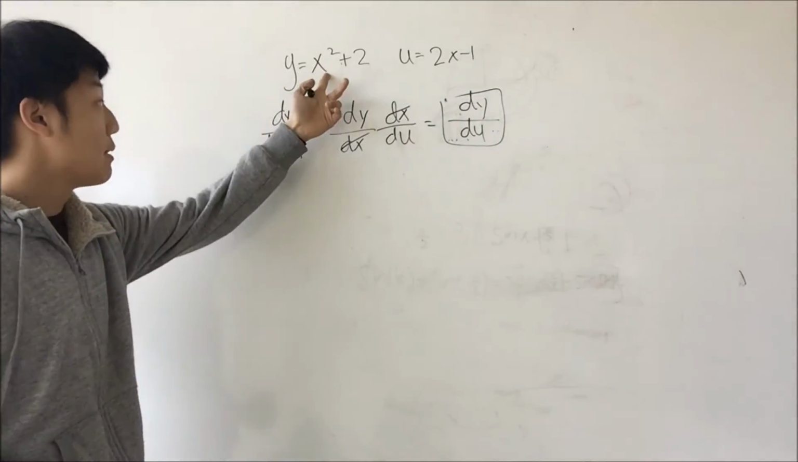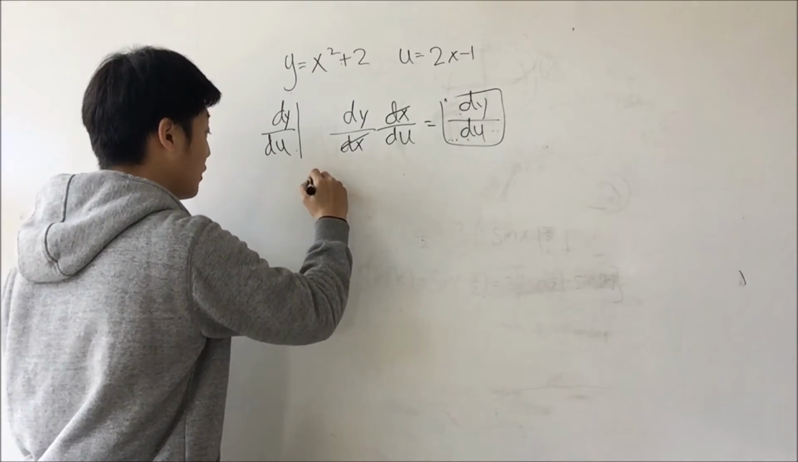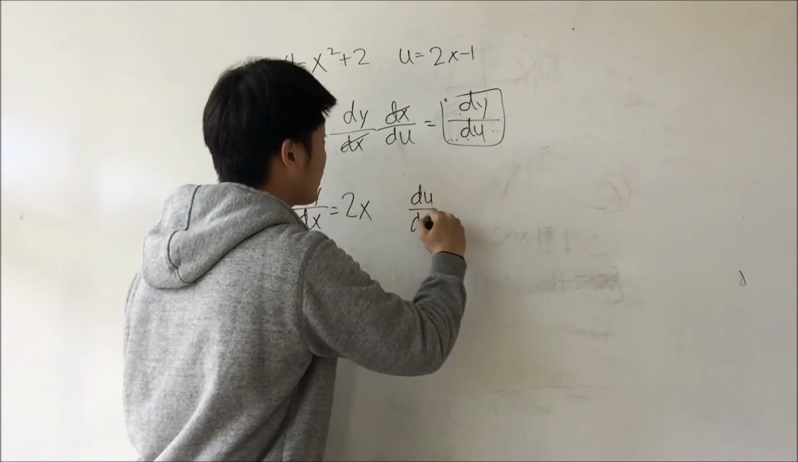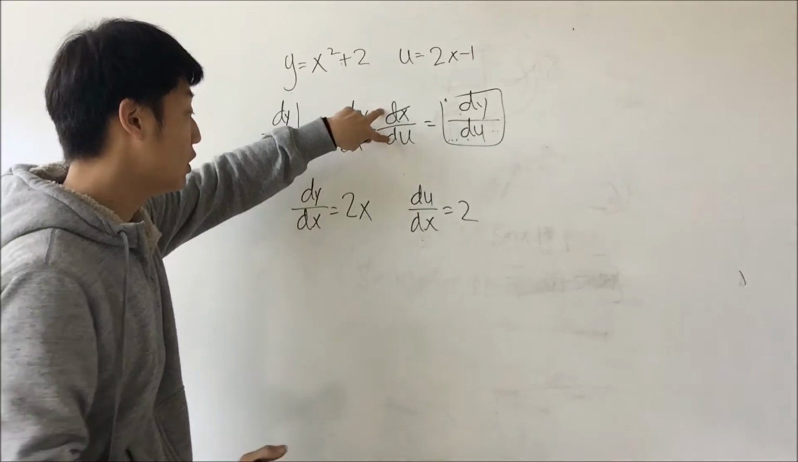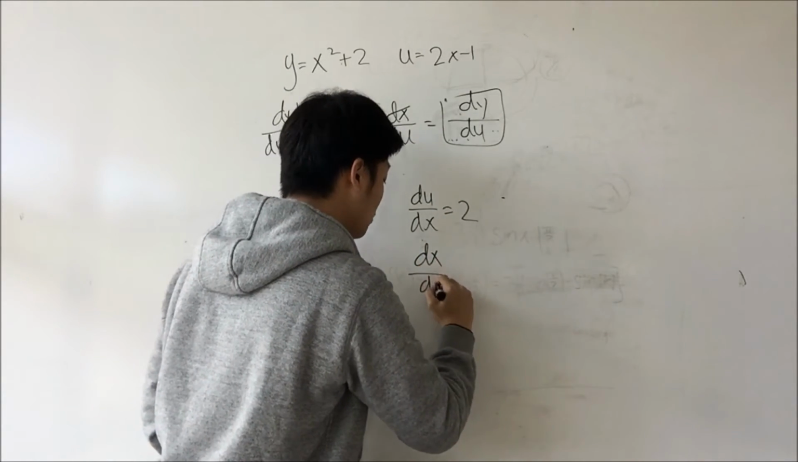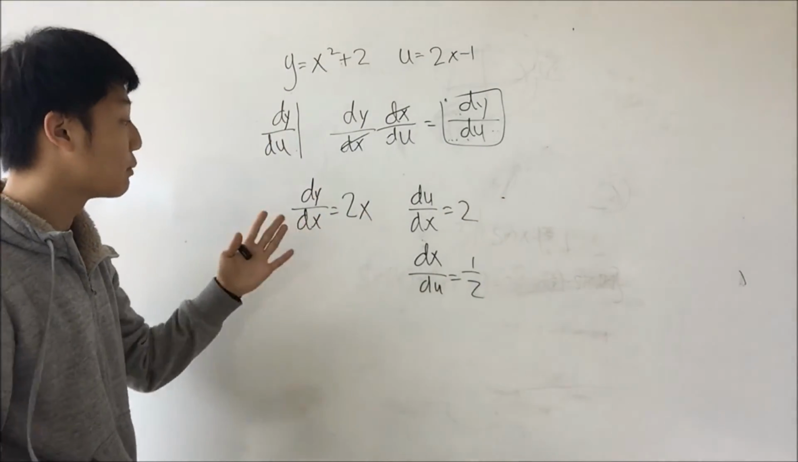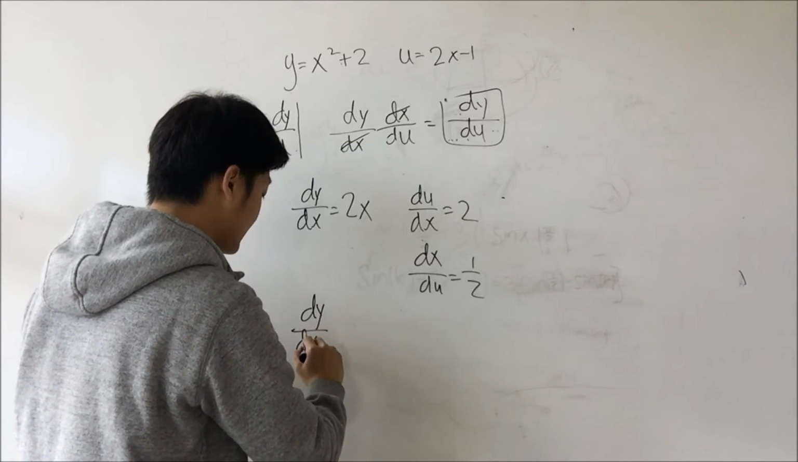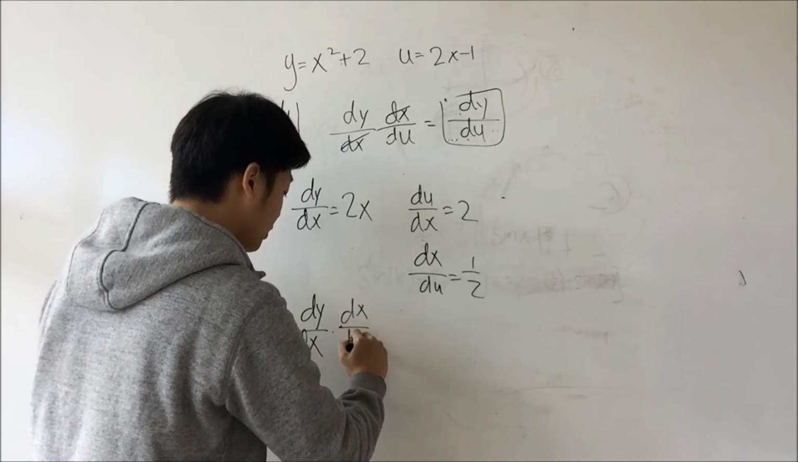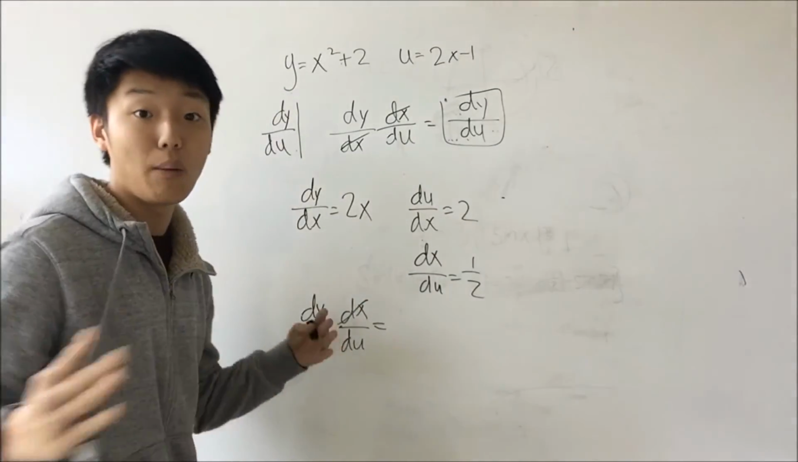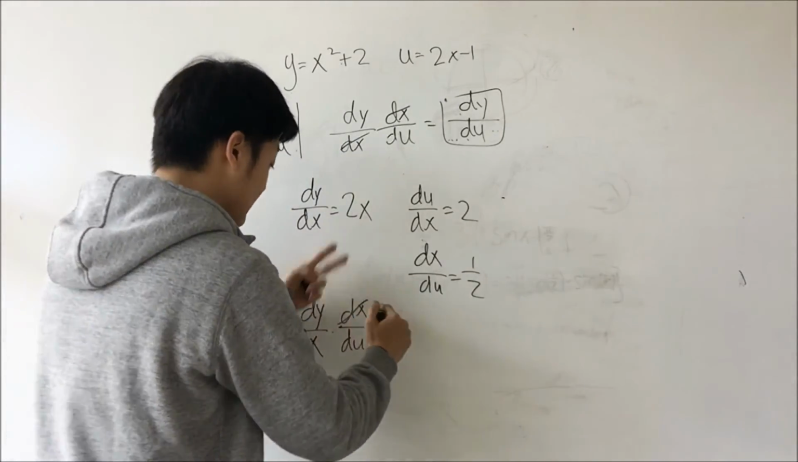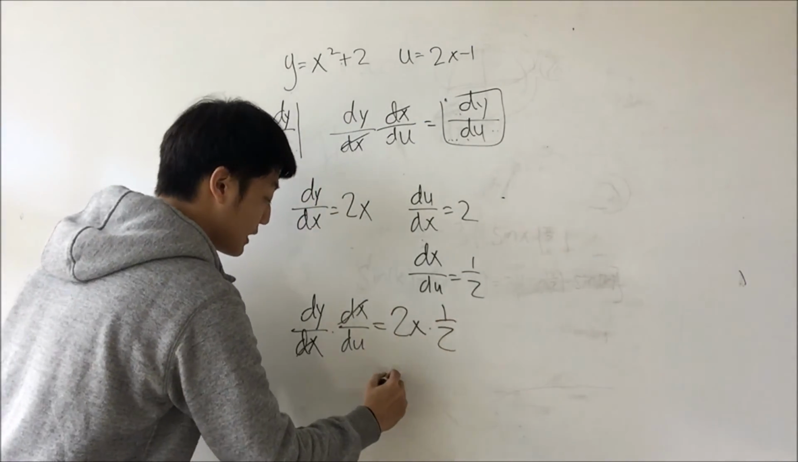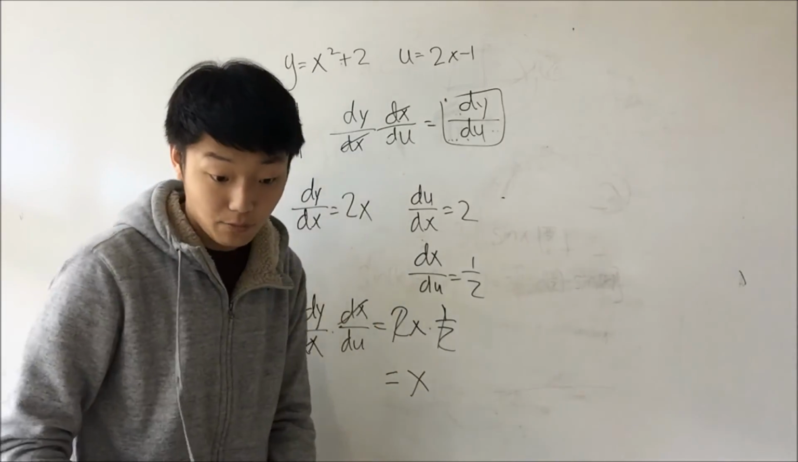Now let's do it. By differentiating this, dy over dx equals 2x, and differentiating this, du over dx equals 2. Now, because I said reciprocal, dx over du will be 1/2, and everything's done. So dy over dx times dx over du, which cancels out and makes dy du, what the problem asks for, is equal to 2x times the reciprocal, which is 1/2. So this 2 cancels out and becomes x. And for this answer, the choice is D.